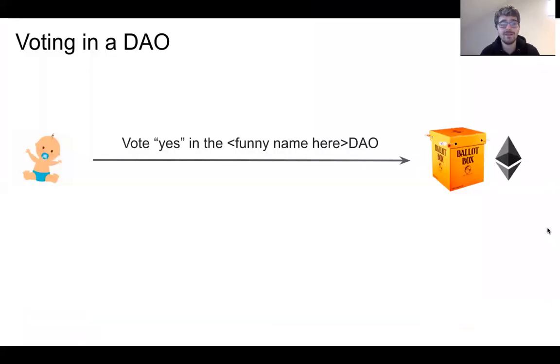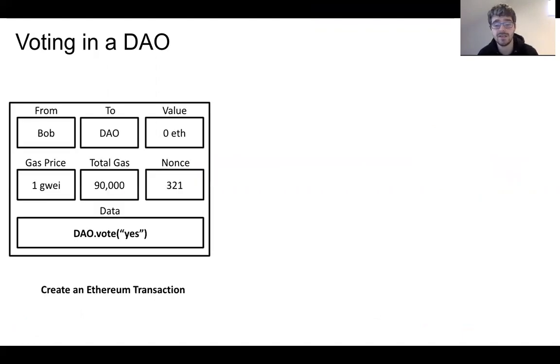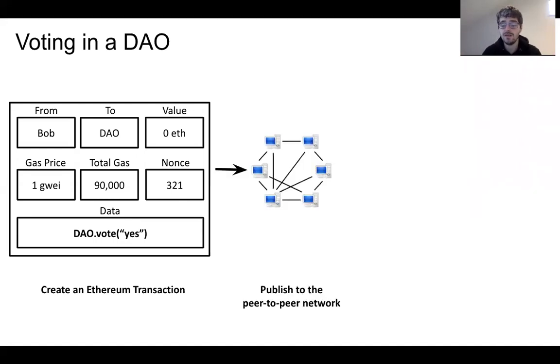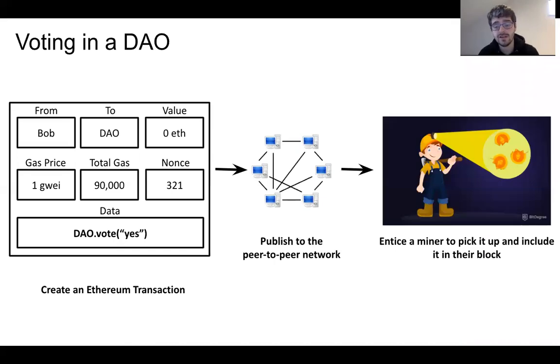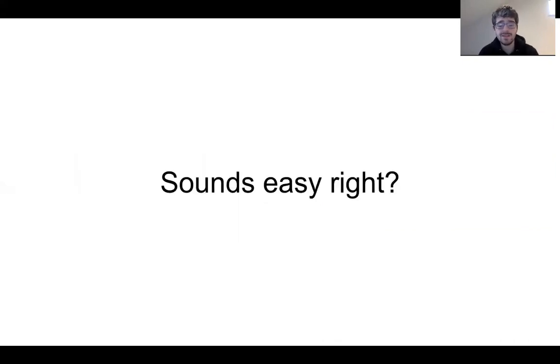So let's consider Ethereum transactions. We have the baby, and the baby wants to vote in the DAO. So obviously what the baby needs to do is create an Ethereum transaction. They'll sign the Ethereum transaction and they'll broadcast that to the network. And then eventually the miner will see the transaction and the miner can say, I want to pick that transaction out. I want to include it in my block and confirm that in the blockchain. And that's basically the life cycle of an Ethereum transaction. So that sounds really easy, doesn't it?